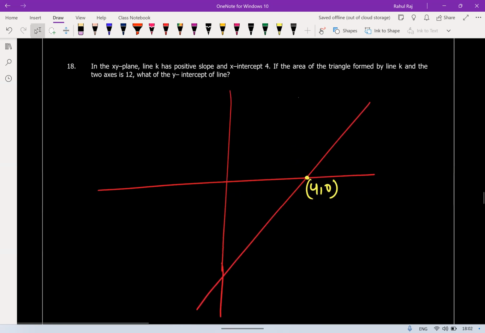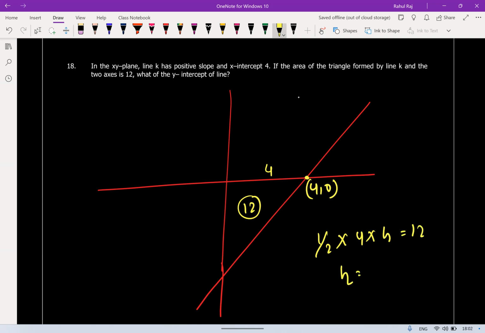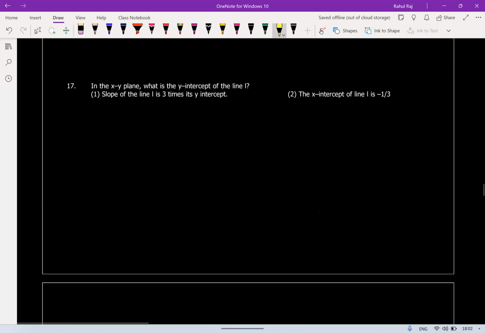And if the area of the triangle formed by line K and the two axes is 12, it means this area is 12. That is half into base, which is 4, into height is 12. So height is what? 12 into 2 by 4. That is 6. But because it is below the origin, it should be minus 6. So what is the y-intercept of the line? It is negative. If you write 6, the answer will have both 6 and minus 6. If you choose 6, that will be right. Question number 17, please.